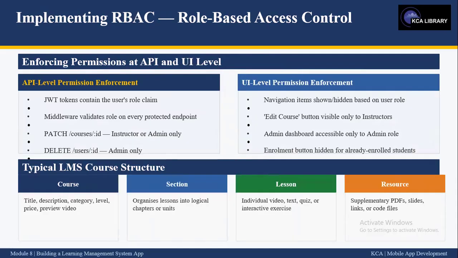Implementing RBAC, role-based access control, that's what it stands for. Enforcing permissions at the API and UI level. API-level permission enforcement: make sure JWT tokens contain the user's role claim, and make sure middleware validates the role on every protected endpoint. For example, PATCH /courses/:id is instructor or admin only. DELETE /users/:id is admin only.